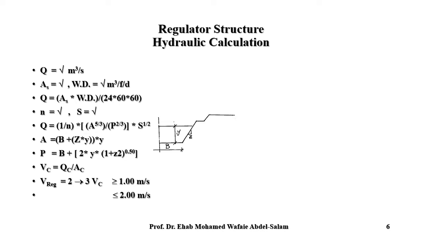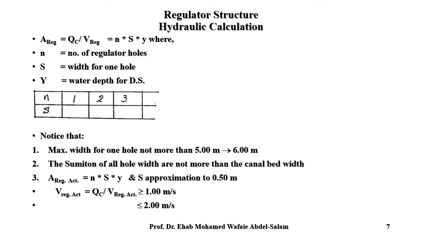V regulator between 2 and 3 V canal. V canal ranges between 1 meter per second to 2 meter per second. This is the range for V regulator. Then V regulator, Q canal over V regulator is equal to the area of regulator. It's equal N number of vent, S width of vent, Y height of water depth.